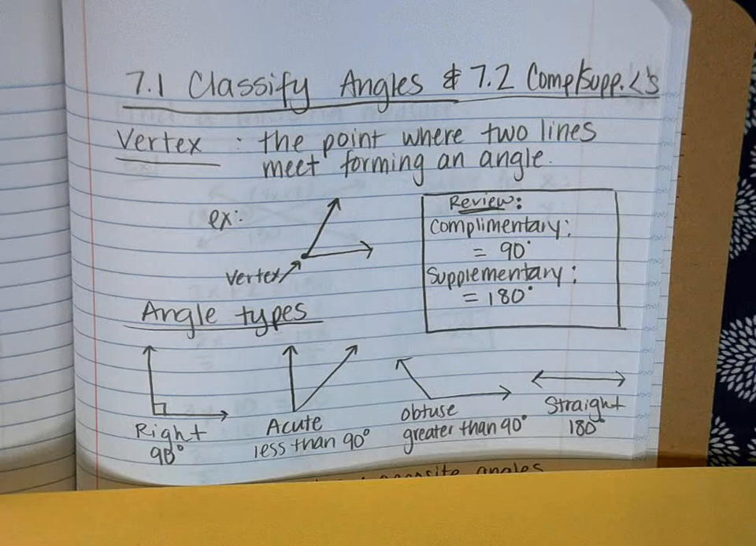Okay, so what we have, guys, is our picture of our vertex, a little review of complementary and supplementary, and then we have our four angles. We have a right angle, this little box right here. Whenever you see that, it always means 90 degrees. They're not going to write 90 degrees, they're just going to put the little box. Have you guys seen that before?